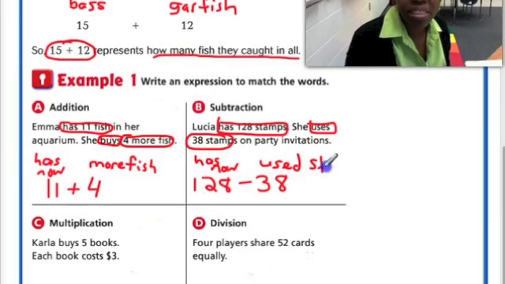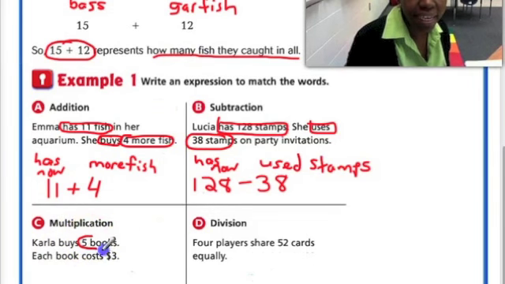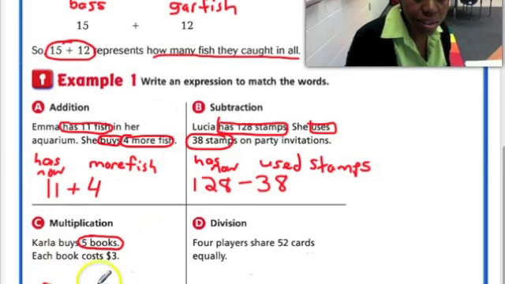Okay. Let's look at the multiplication example. In the multiplication example, Carla buys 5 books. Each book costs $3. So I'm going to look at Carla. What is Carla doing? Buying 5 books. She bought 5 books, so that's what's happening now. Each book costs $3. So for every book, she's going to spend $3. So 5 times 3.